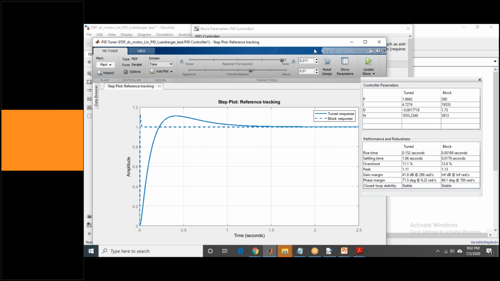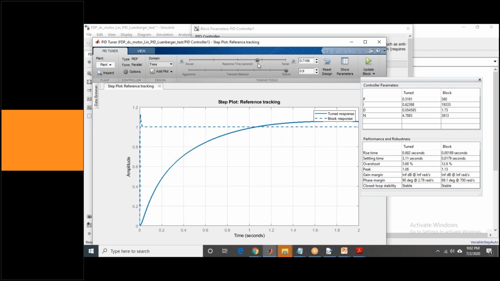Then I will just change these values. You can see the percentage, how the overshoot is changing, and that the overshoot is coming down. Now you can see that the overshoot is 8%. And whatever response you want, you can tune this one. You just keep on dragging this one and you can get the desired response.